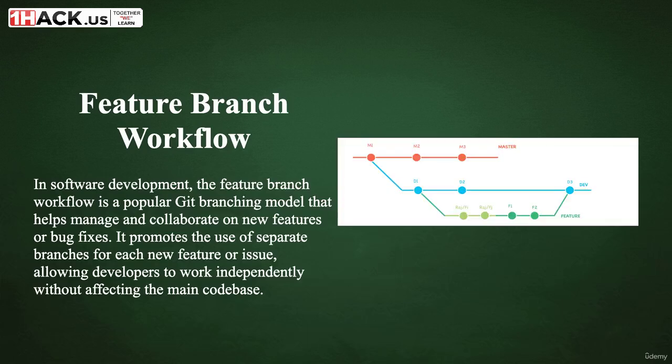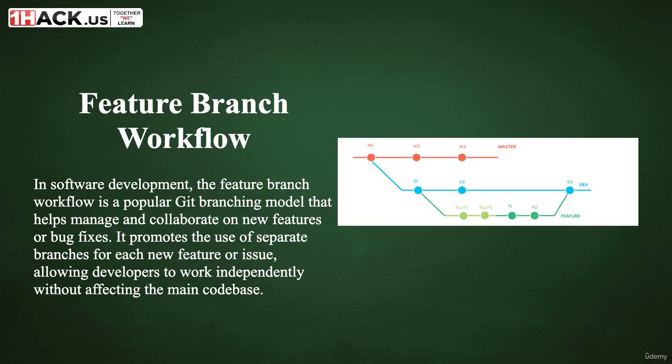Welcome to this presentation on the Feature Branch Workflow. In software development, managing changes and collaborating on new features or bug fixes can be a complex task. The Feature Branch Workflow is a popular Git branching model that helps address these challenges. The key idea behind the Feature Branch Workflow is to use separate branches for each new feature or issue. This allows developers to work independently on their tasks without affecting the main codebase.